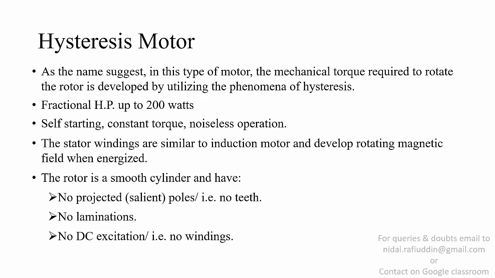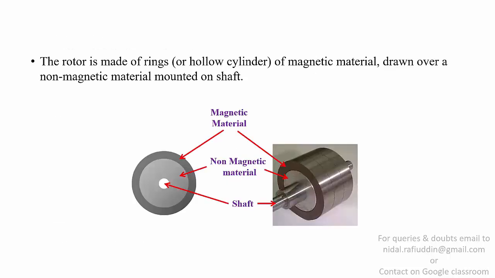The stator windings are similar to an induction motor and develop a rotating magnetic field when energized. While the rotor is a smooth cylinder and has no projected poles, so there are no teeth, no laminations, and no DC excitation windings are provided on the rotor. The rotor is made of rings or a hollow cylinder of magnetic material, which are drawn over a non-magnetic material mounted on a shaft. In this figure, the left side shows the cross-sectional view of the rotor, and the outer circle is the ring or hollow cylinder which is made up of magnetic materials.